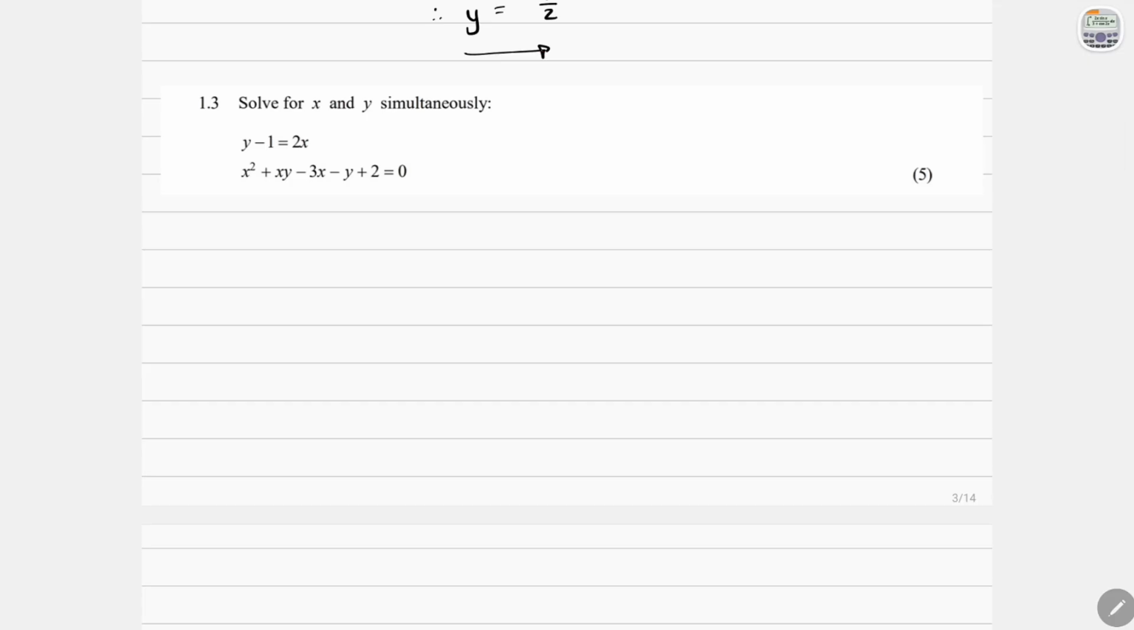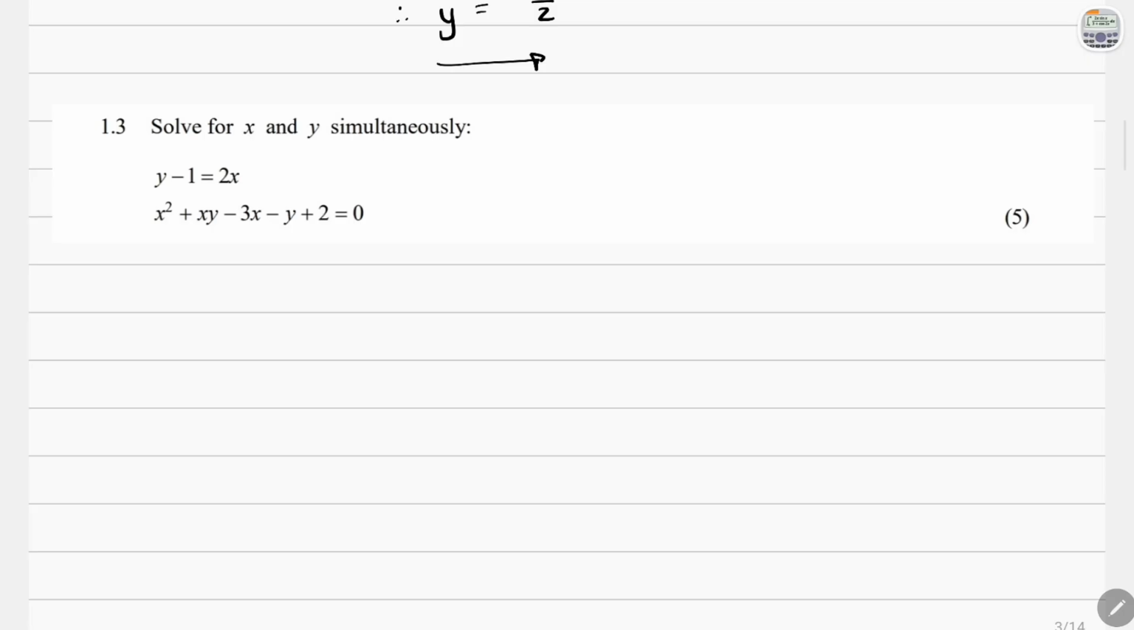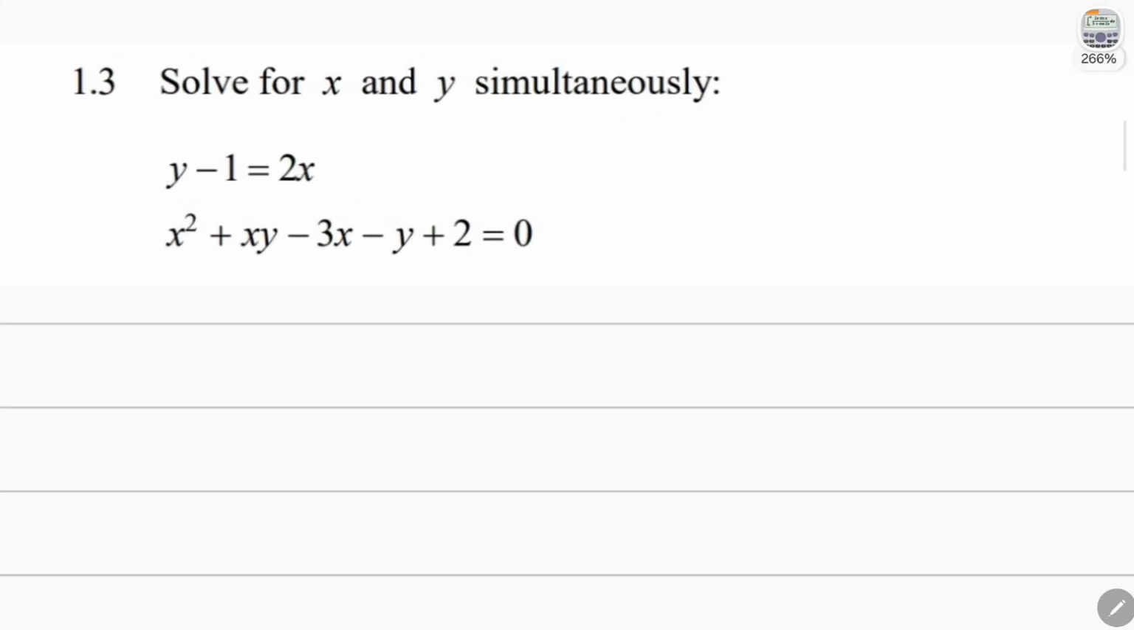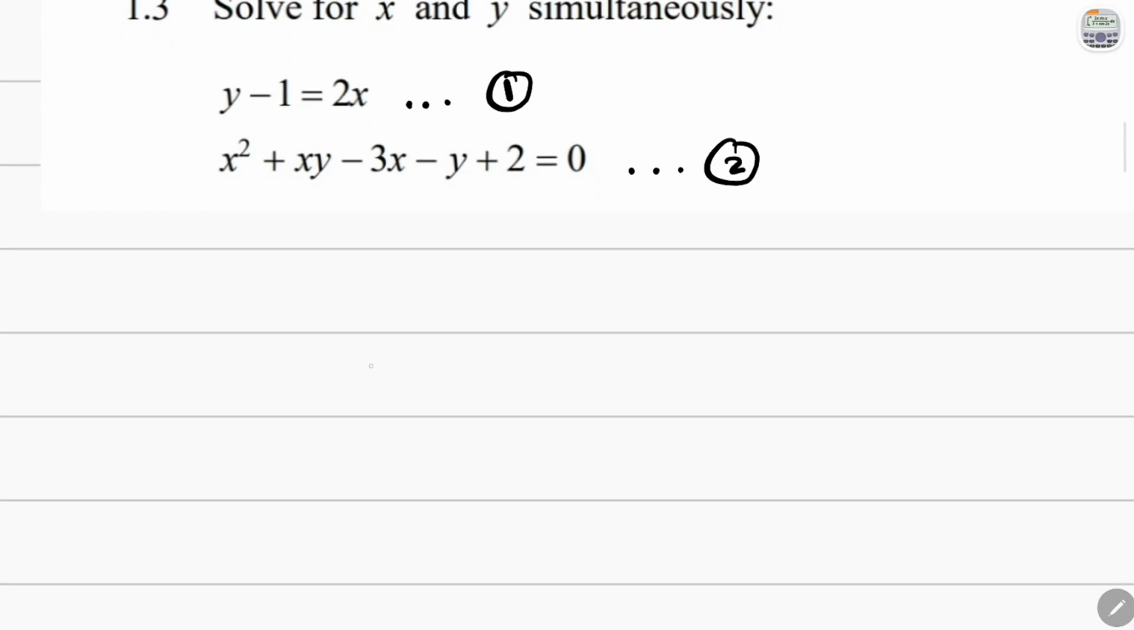Question 1.3 says, solve for x and y simultaneously. So it's a simultaneous equation, and do you see that we have a very simple looking equation first? We're always going to start with that equation. In this equation, y can easily be made the subject. So we'll call this equation number 1, and this equation number 2. Using the first equation, because of how simple it looks, we're going to form equation number 3. Just leave y on the left-hand side, transpose this negative 1, so we'll have 2x plus 1. And this is equation number 3.